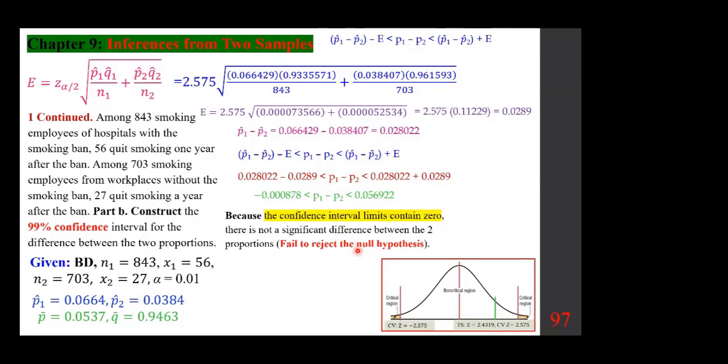This is extremely important. Pay attention to the sign. This means 0 is in between. That means we go with H0. H0 is okay and acceptable according to this confidence interval.